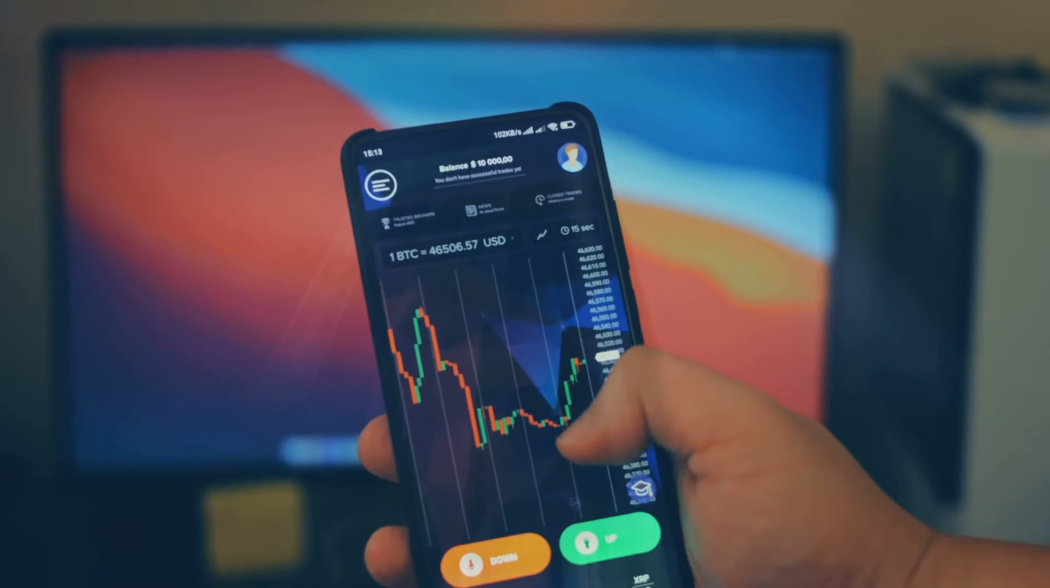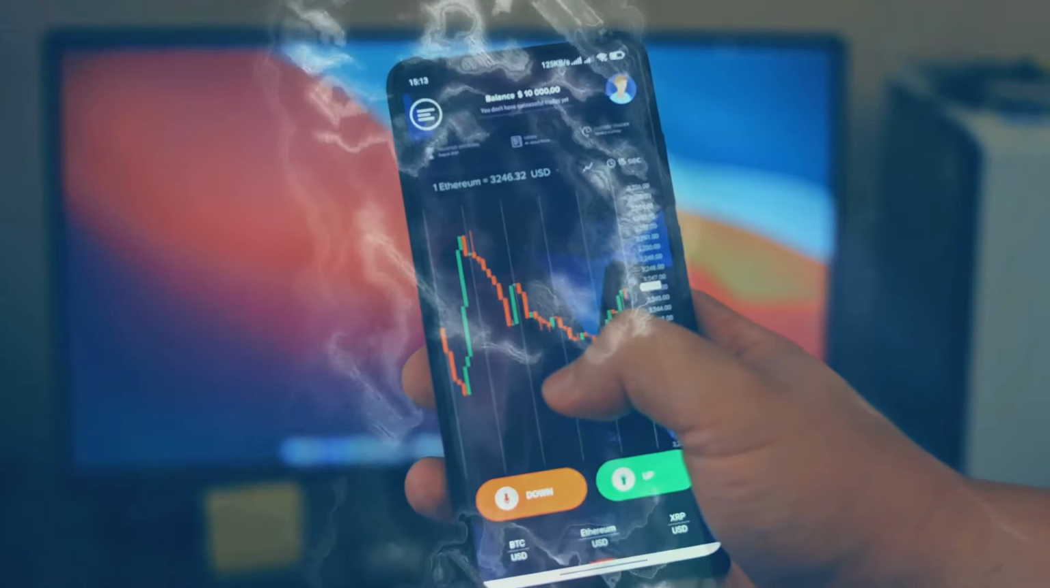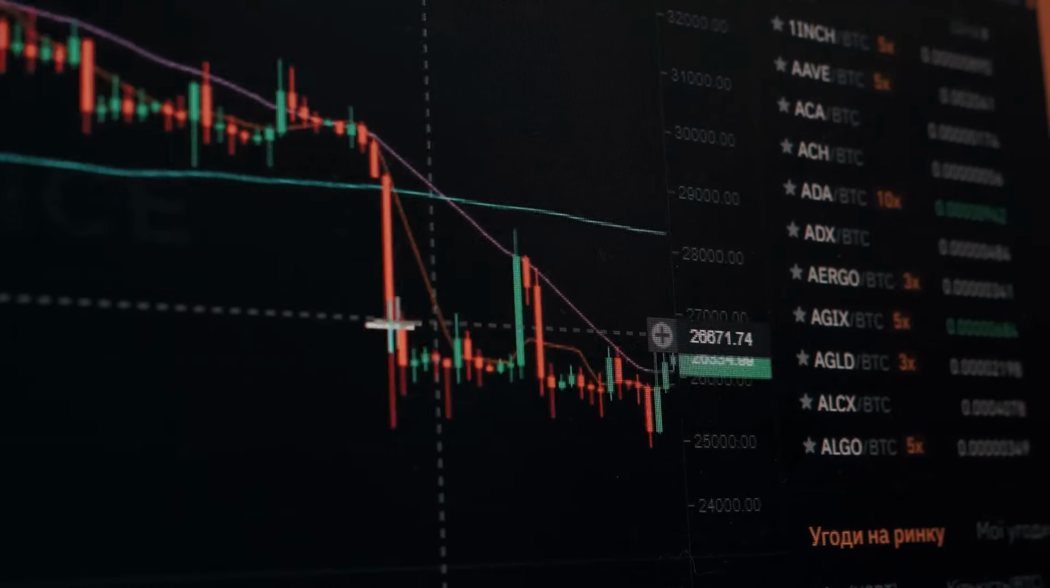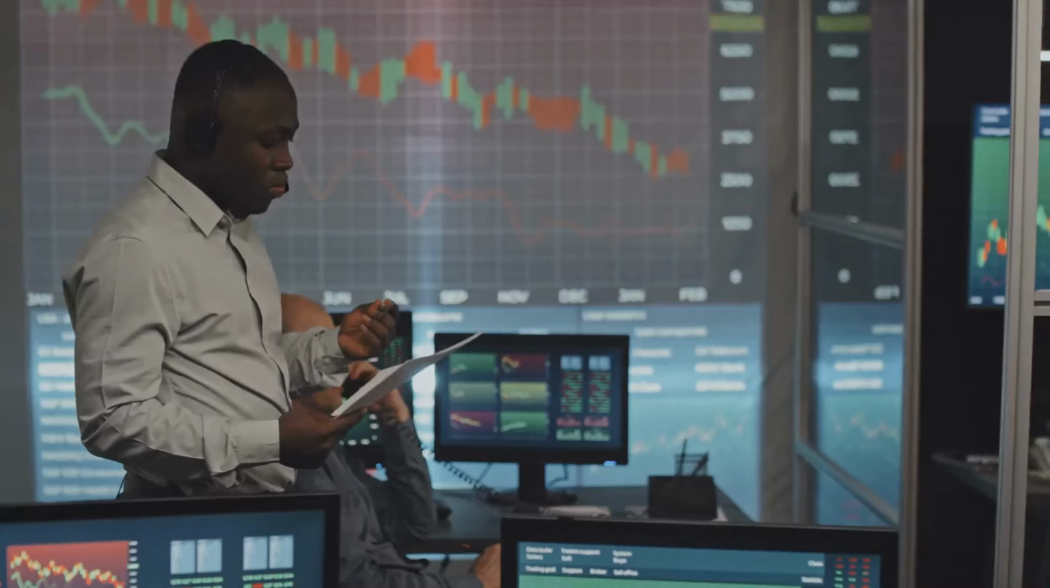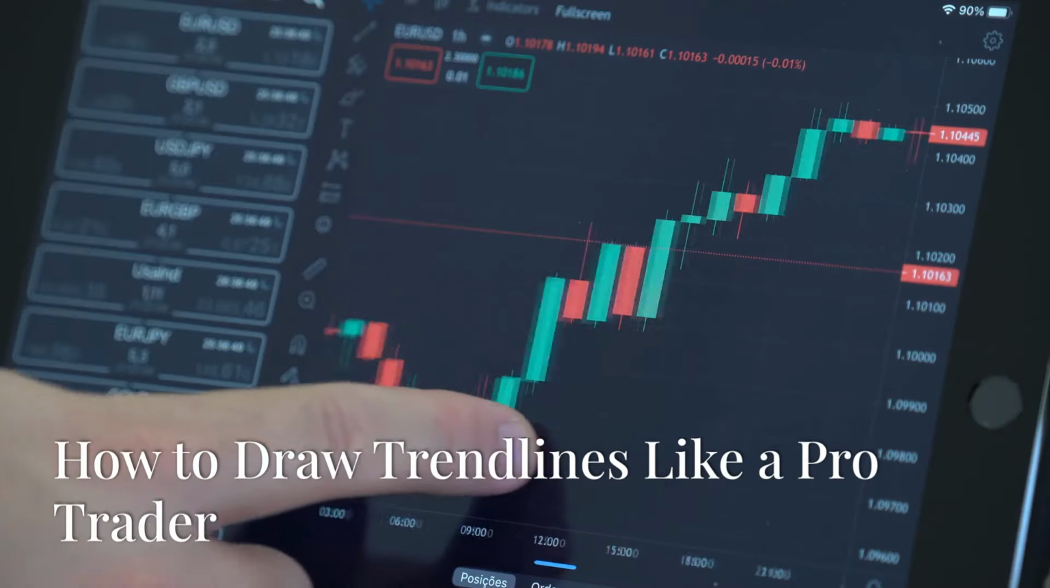Now here's the thing. Round numbers tend to be even more powerful in markets that are heavily driven by retail traders. That's because retail traders are more likely to be influenced by these psychological factors. So, next time you're analyzing a chart, pay close attention to those round numbers. They might just be the key to unlocking some incredible trading opportunities.